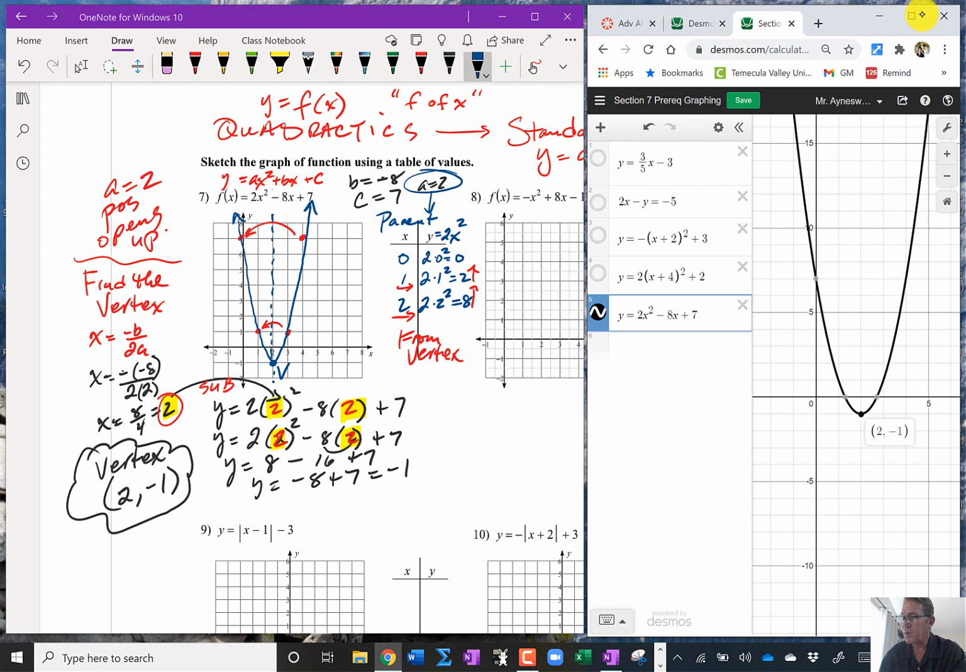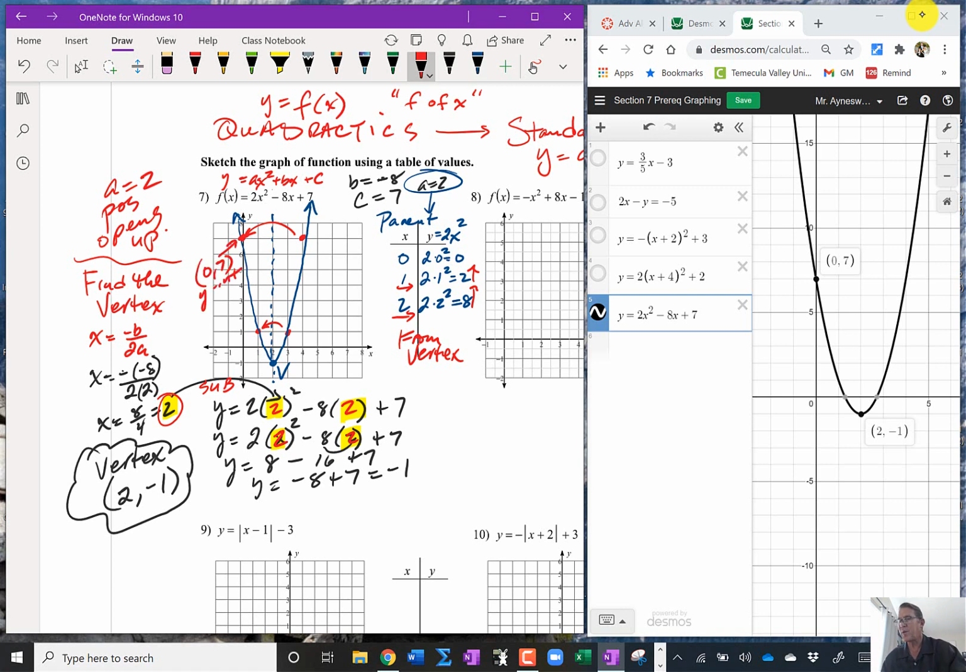Okay, and if you click on the vertex in Desmos here, it tells you that it should be 2 comma negative 1, which it is. That's what I calculated earlier. Okay, 2 comma negative 1, and you're good to go from there. And if you want to check the y-intercept, it's right here at 0, 7. Okay, and notice that I plotted a point right here that's at 0 comma 7. That's called a y-intercept.